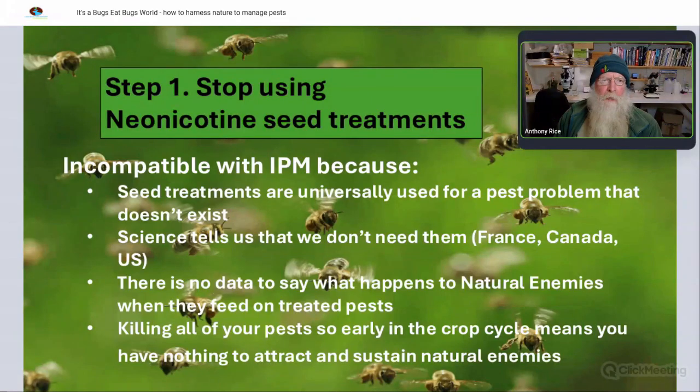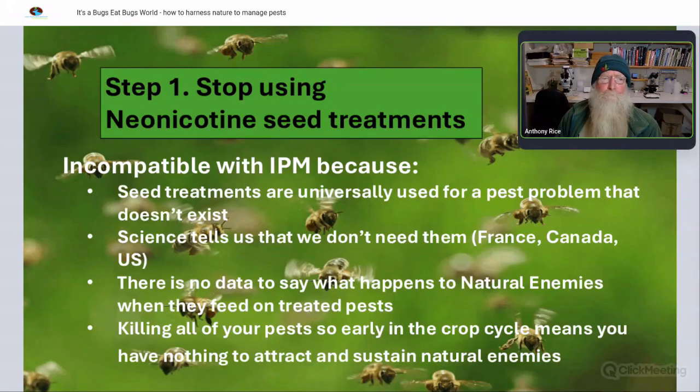Another thing that's a bit worrying is there's no data to say what happens to natural enemies when they feed on treated pests. So things like aphids have already become resistant to some neonicotinoids that are used in seed treatments. So if, for example, a parasitoid or a predator flies in and they want to feed on those pests, the aphids, we don't know what will happen to the natural enemies that have just fed on these things that have been treated with neonicotinoids and survived. I don't know why we don't have it. It's just not out there. This sort of information, we need a lot more research to say that these things are safe before we release them into the environment.